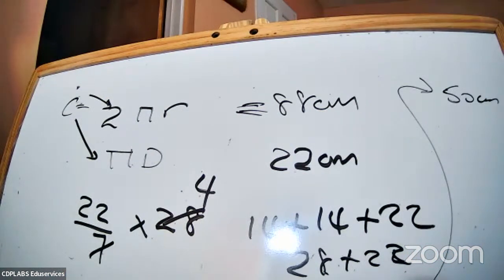So it's circumference times angle divided by 360. Yes, your length of arc: circumference times angle divided by 360.